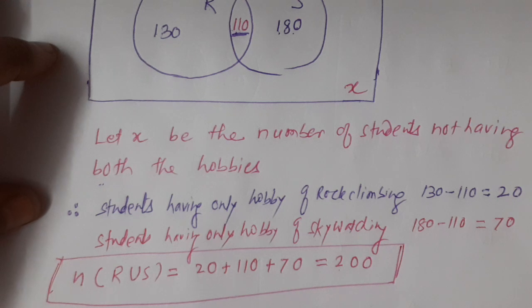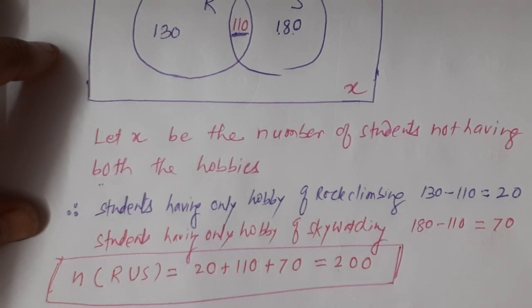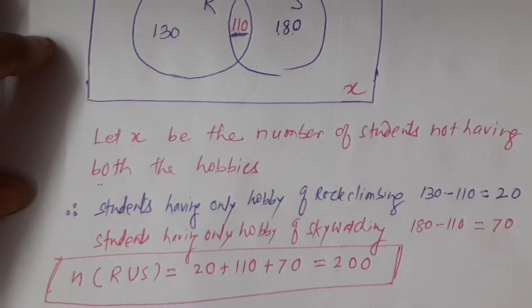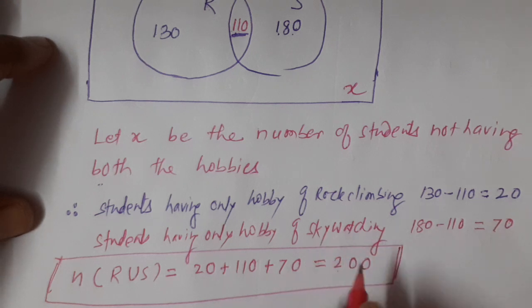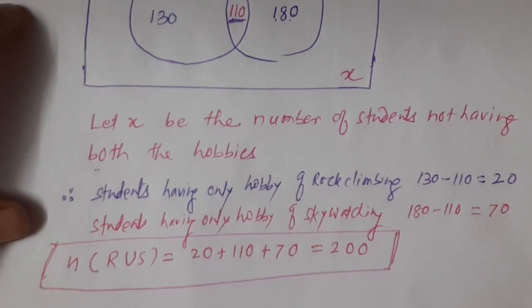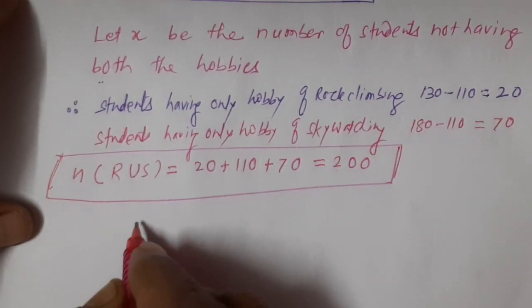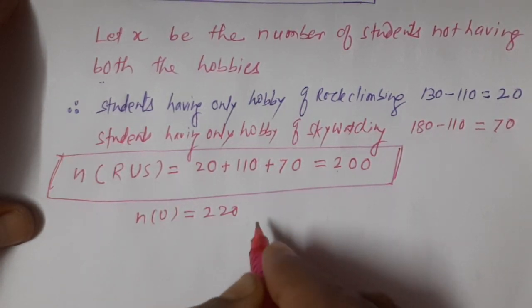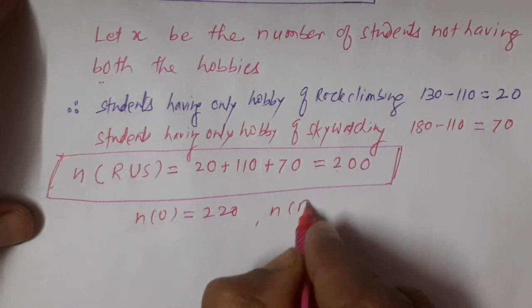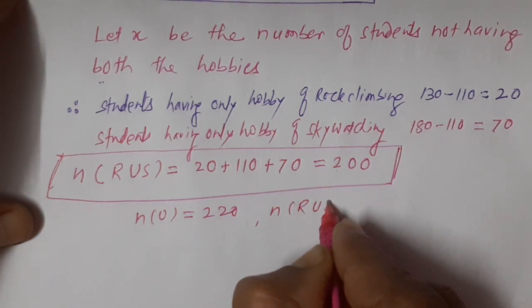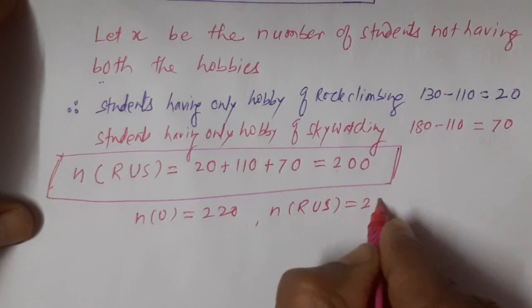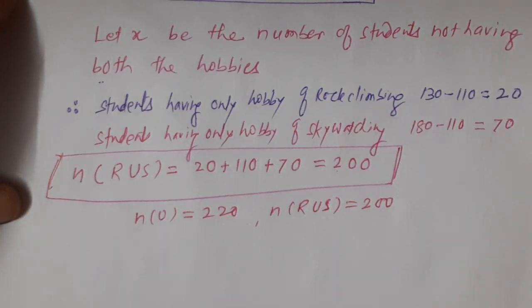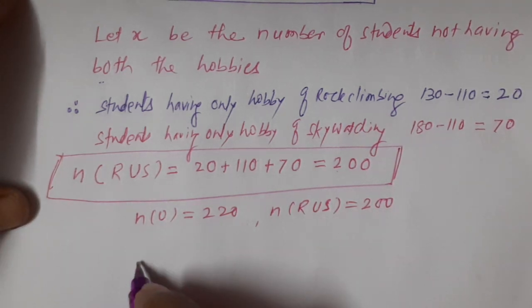220 students. With the help of that I can calculate how many students do not have the hobby of both, that is, either sky watching or rock climbing. The universal set n of U is equal to 220. We have n of R union S is equal to 200. So from that you can calculate the value of x.